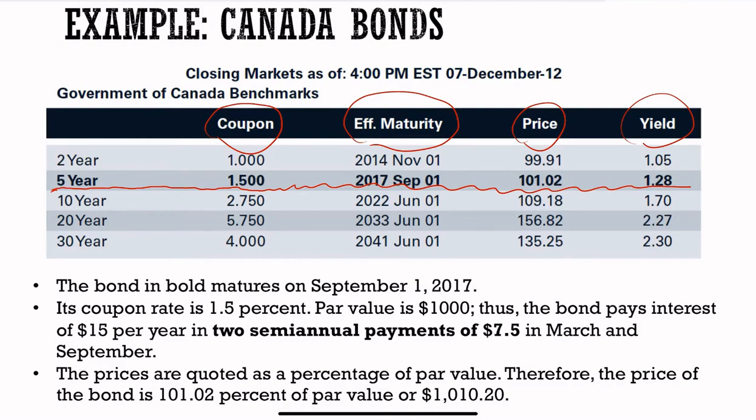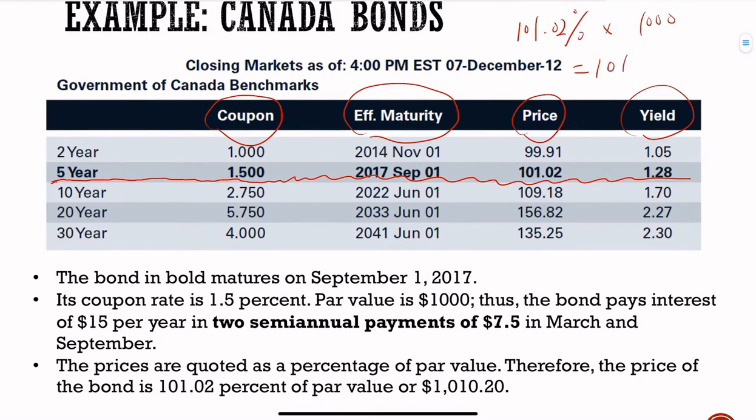The price is a percentage quote. Basically, it means that if the par value is 1,000, then to buy one bond, you have to pay this number, that is, you have to pay $1,010.02. Now yield, we have not talked about yield yet. It's a very important bond feature, and we will talk about it.